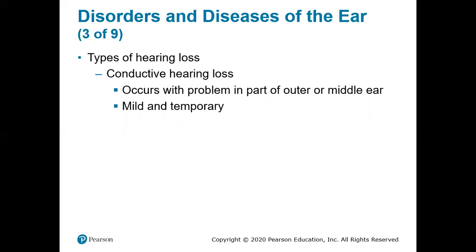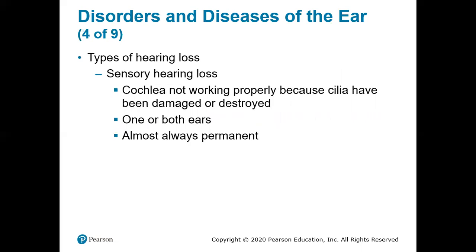So there are different types of hearing loss. This begins on page 391. The first that we will look at is conductive hearing loss. This occurs with a problem in part of the outer or middle ear. It's mild and temporary. Sensory hearing loss: the cochlea is not working properly because cilia have been damaged or destroyed. This can occur in one or both ears, almost always permanent.